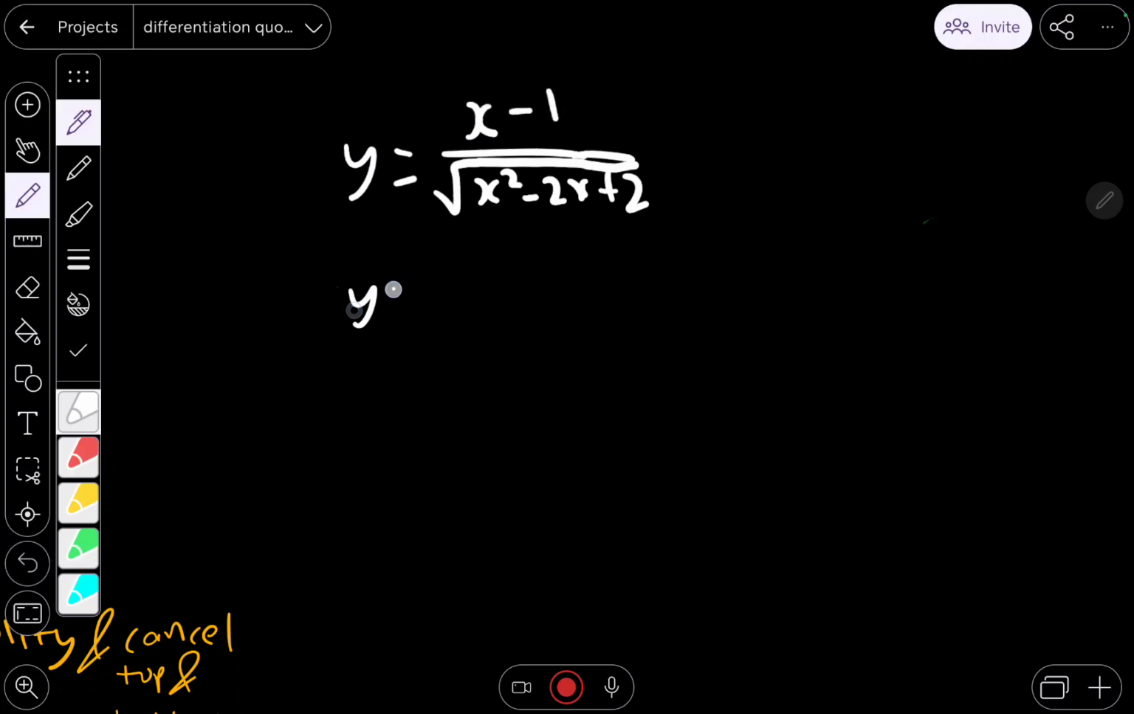So I'll change it into indices form. It will be x minus 1 over, I'll write it in this color, x squared minus 2x plus 2 to the power half. Because for the square root, this whole thing is to the power 1, and there's a 2 here.